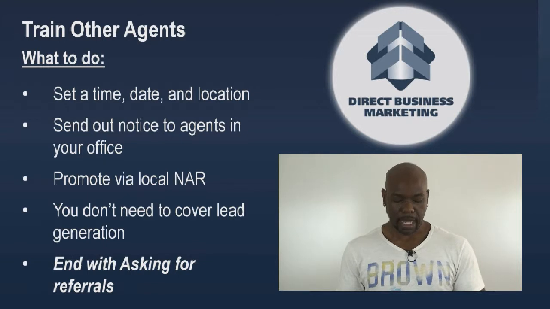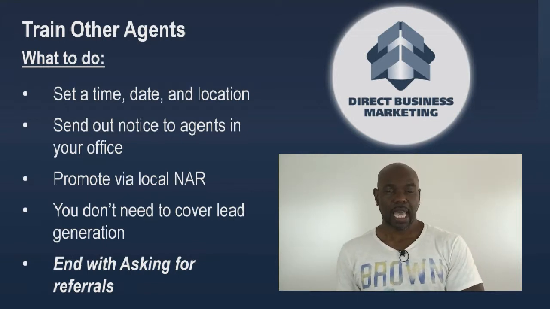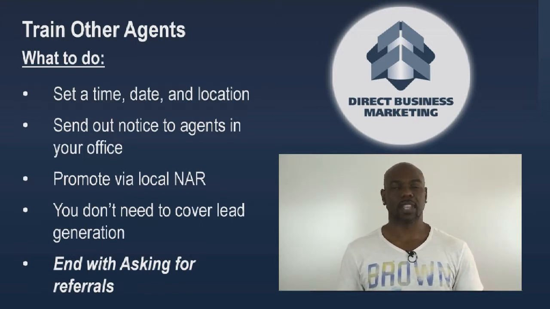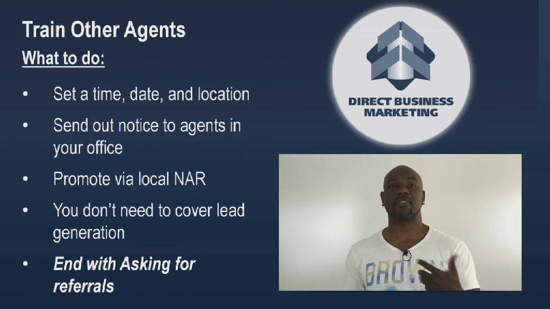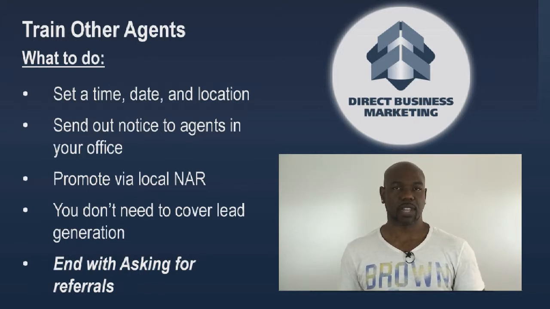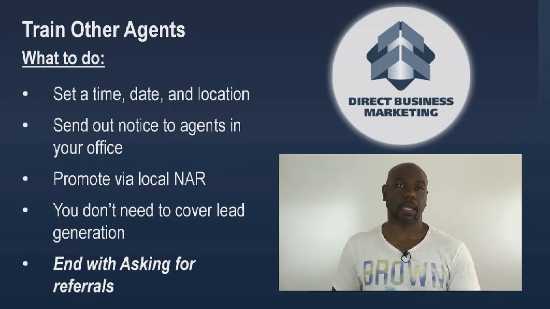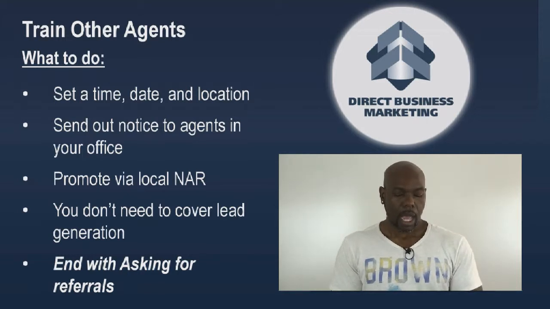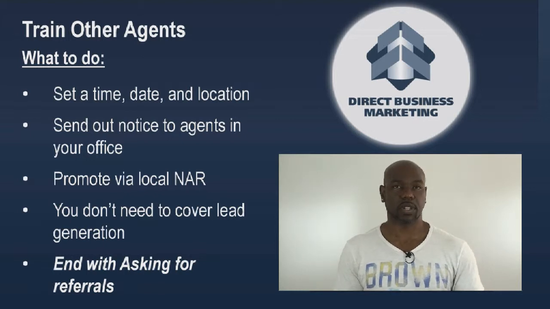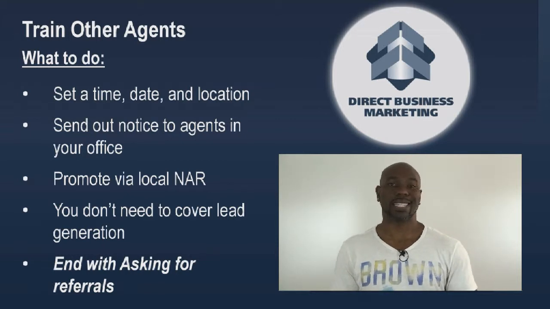From there, send out notices to other agents in your office about what you'll be doing. And again, they do want to know more information that will make them successful. And if they see you as being successful, a value add proposition to them, then of course they're going to listen to what you have to say and maybe refer some of their agent friends that you don't know to you also. And that's a big proponent for you, okay? From there, promote via the local National Association of Realtors. That's always a good location to promote what you're going to be doing, what other agents can get involved in.